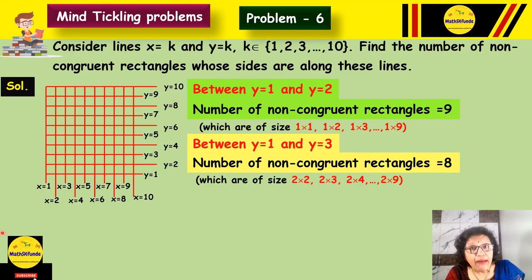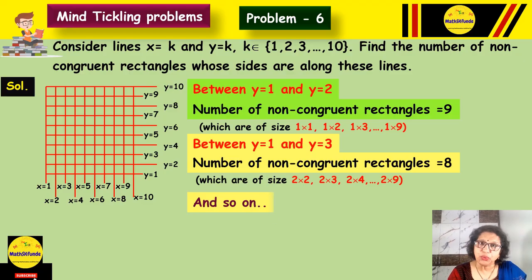So in this way, finally, between x equal to 1 and x equal to 10 and lines y equal to 1 and y equal to 3, that would be the last rectangle, and that would be of the size 2 by 9. So in this particular case, when you are considering y equal to 1 and y equal to 3, between these two lines, I get in all 8 such rectangles. In this way, you continue, right?